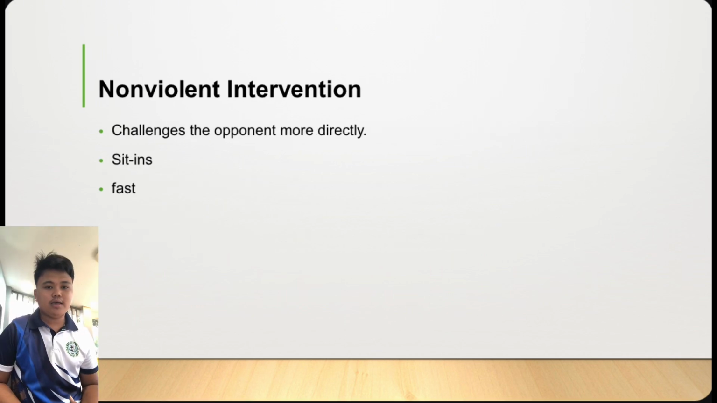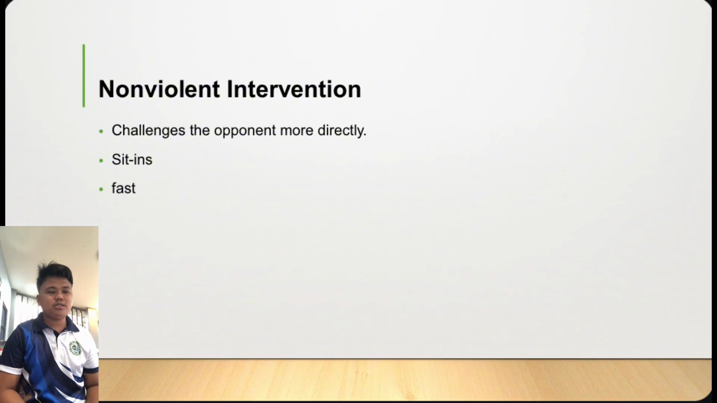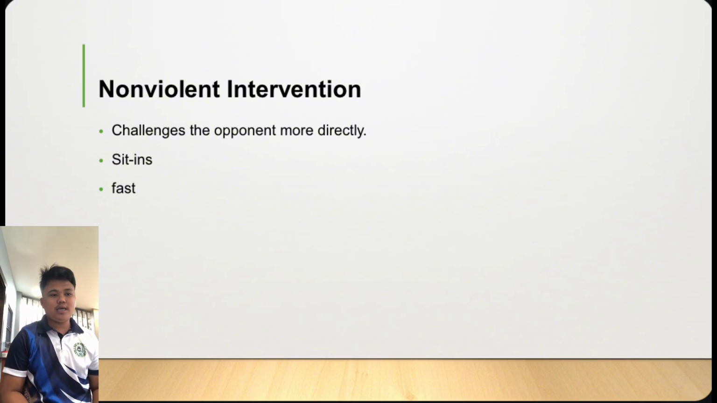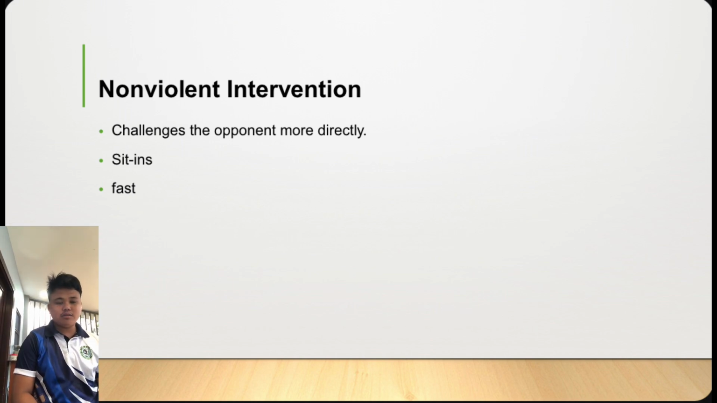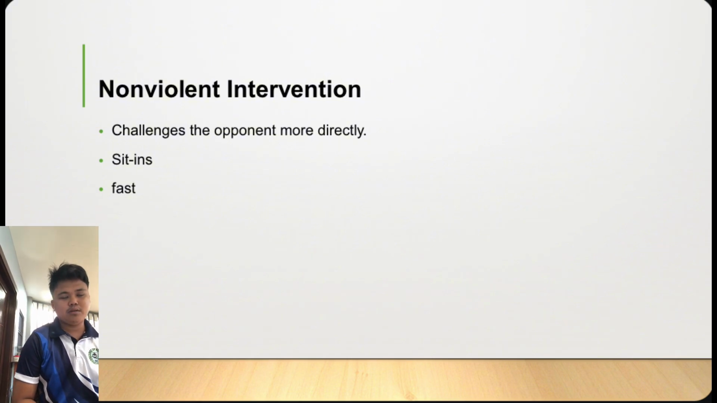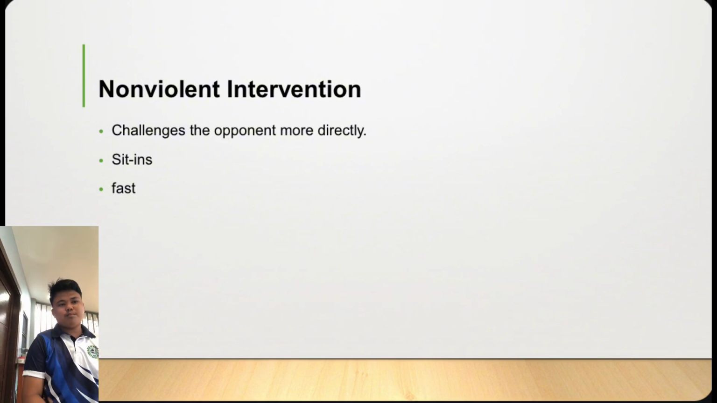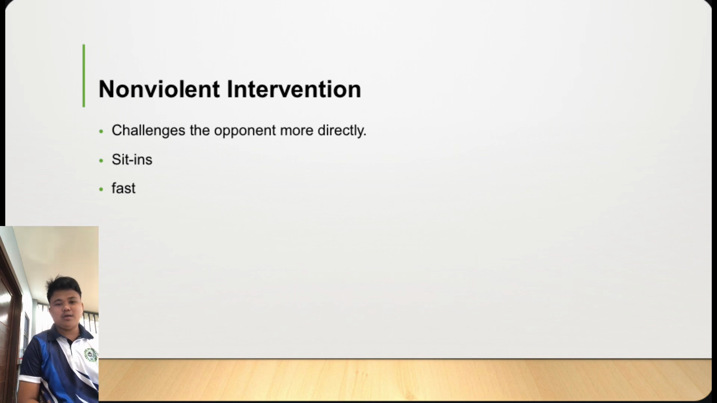We have non-violent intervention. It says that it challenges the opponent more directly, sit-ins, and fasts. So when we say non-violent intervention, it talks about the strong foundation of unity between people. They gather together in one place because they want to address something to the government, and also they sit in. In short, they form in one place and don't leave until the government and any organization listen to them. It shows also the power of democracy, that the people are more powerful than the government.